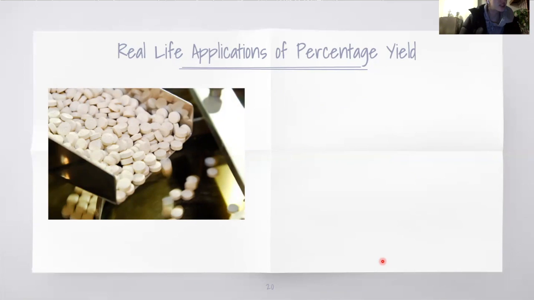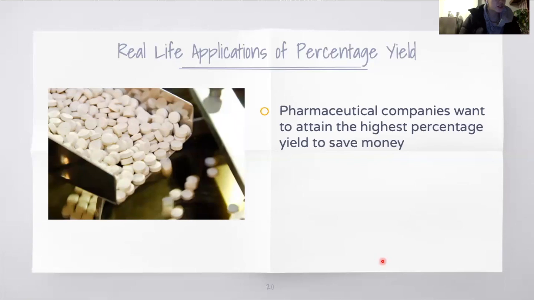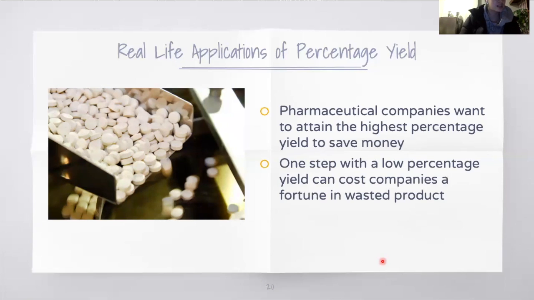Calculating percentage yields is used in many corporations in order to maximize revenue when manufacturing products. When developing drugs, pharmaceutical companies want to attain the highest percentage yield in order to save money. Copious amounts of time and money are spent improving the percentage yield for chemical products. When complex chemicals are synthesized by many different reactions, one step with a low percent yield can quickly cause a large waste of reactants and unnecessary expense.